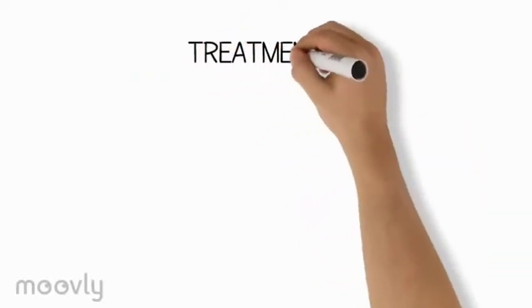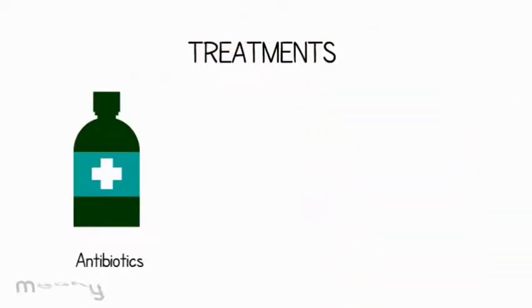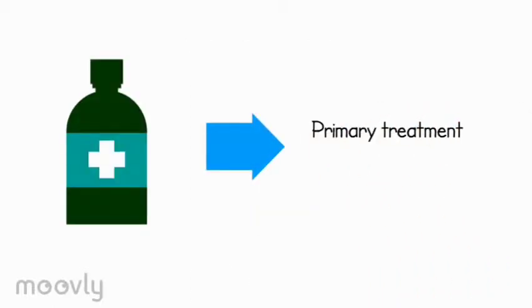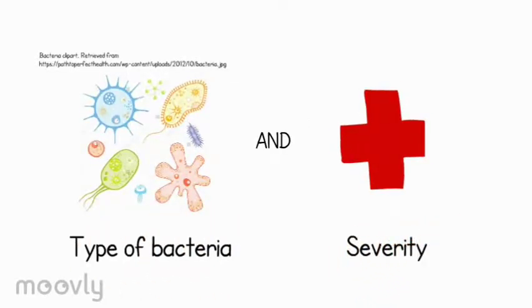intestines. A number of treatments for this disease are available, including antibiotics for infections of the airways, chest physical therapy, and other specific medications. Antibiotics are generally the primary treatment for people with cystic fibrosis, as they most likely will have a lung infection. Based on the type of bacteria and the severity of the patient's condition, there are different types of antibiotics that are available, some of which include oral, inhaled, or intravenous antibiotics.